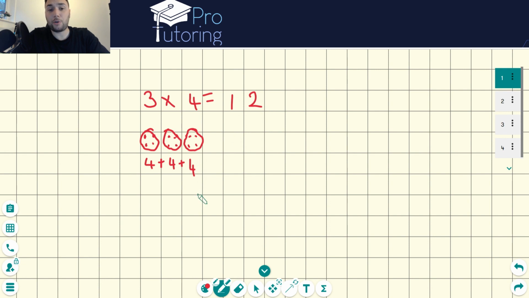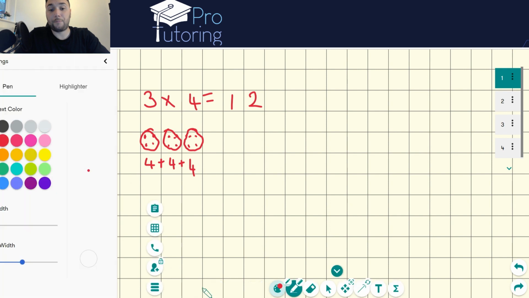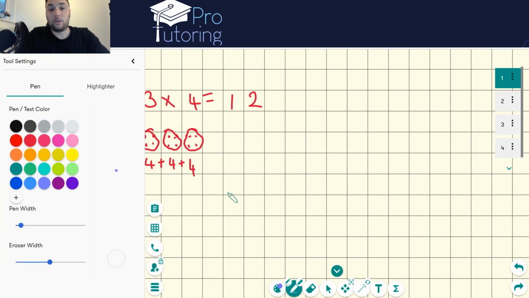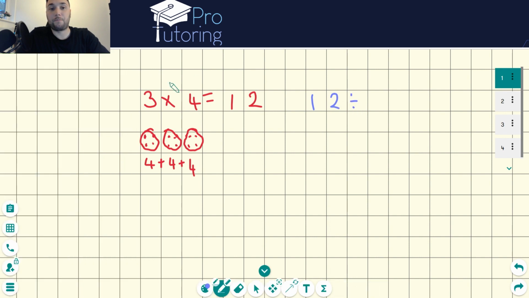Okay, and you also probably know the inverse. You also know that 12 divided by 4 is equal to 3, or 12 divided by 3 is equal to 4. Yeah, because that means if I had this, so I'll do it again.